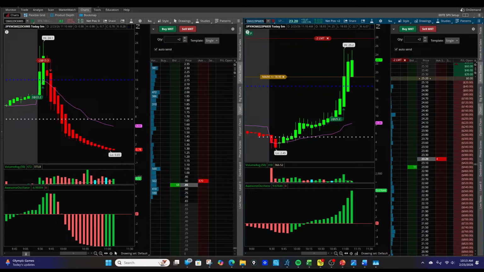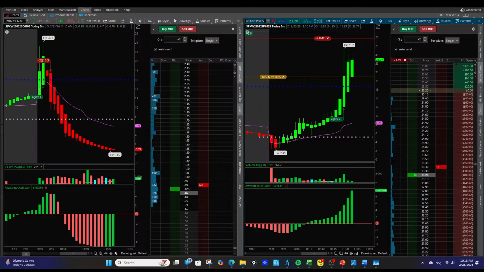Does anybody out there, do you buy on a particular time of the 5-minute candle, at the beginning of it or toward the end of it? I'd love your thoughts on that.